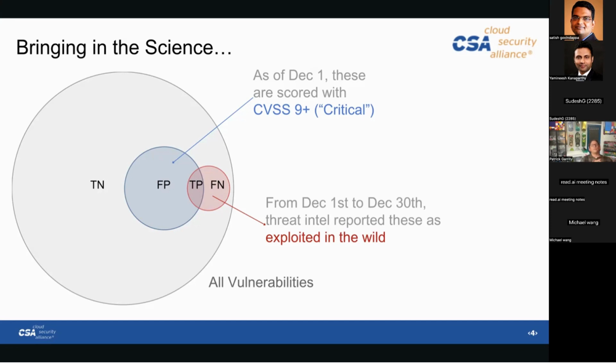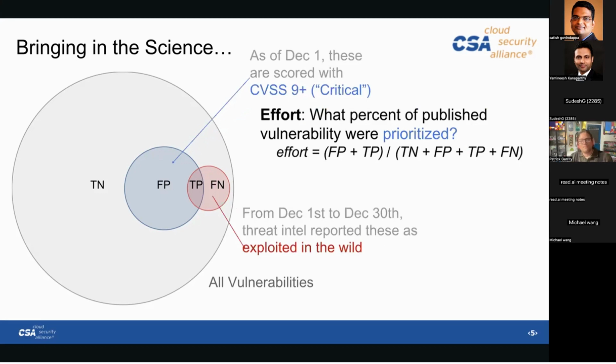So true negatives would be vulnerabilities that are not actively being exploited and are not rated 9 or higher. You have false positives, which would be CVSS 9 or higher, that are not being exploited in the wild. You have true positives, which are covered by CVSS in this instance. So we have some coverage of things being exploited in the wild. And then you have false negatives, which means there's a bunch of things exploited in the wild that you don't have coverage on when using the CVSS scoring system with a threshold of 9 or above.